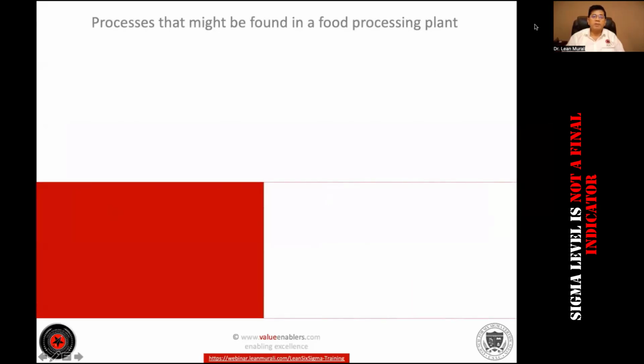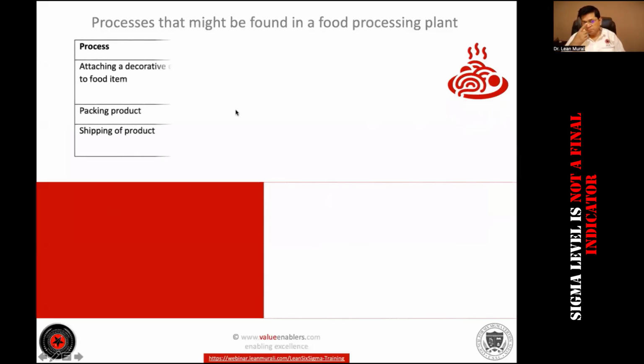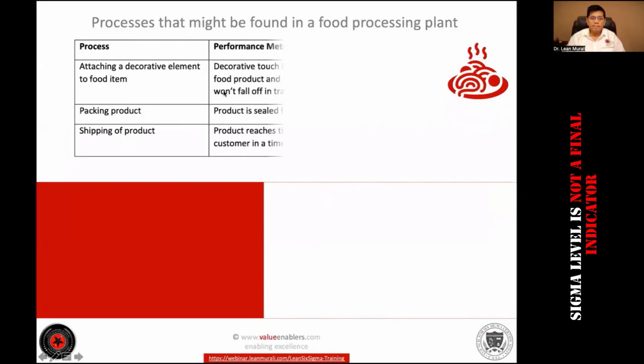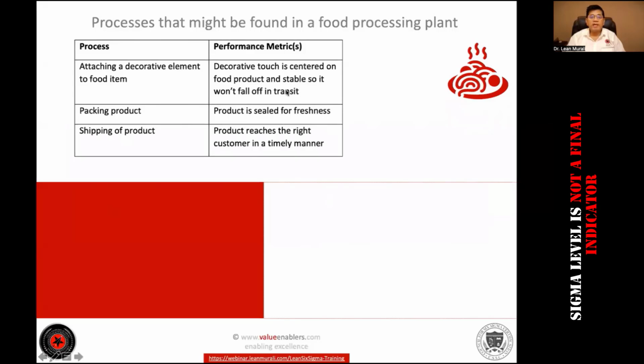For example, the processes that might be found in a food processing plant. Let us take the example of a food processing plant. The process consists of attaching a decorative element to the food item, packing the product, and shipping the product. If you see the performance metrics, the decorative touch is centered on the food product and stable so that it won't fall off in transit.